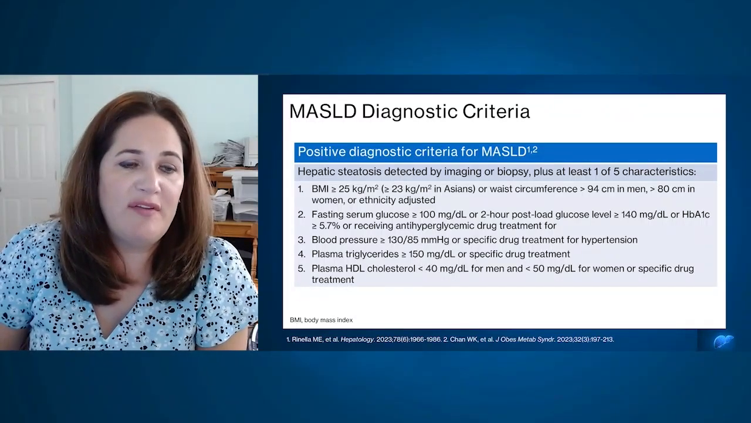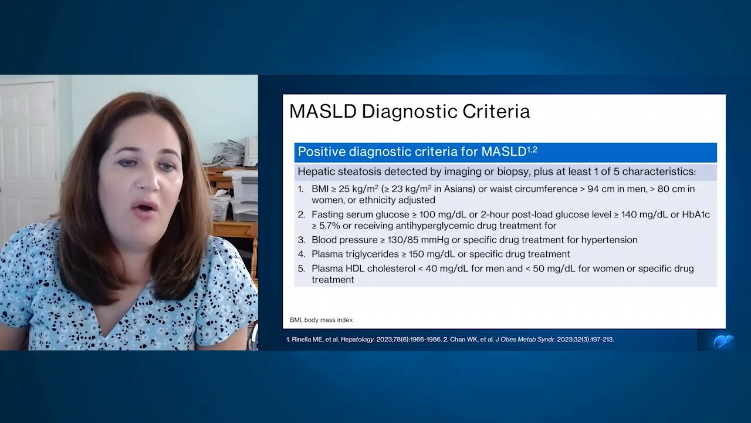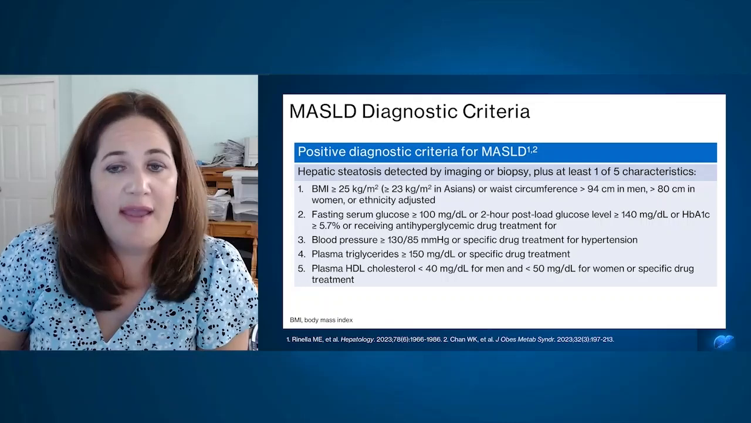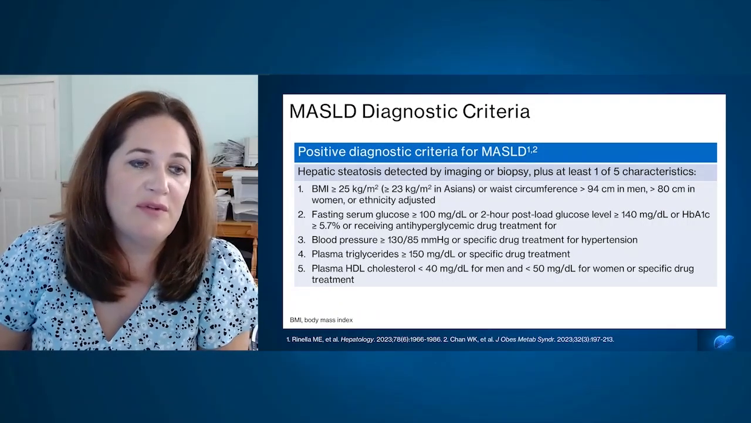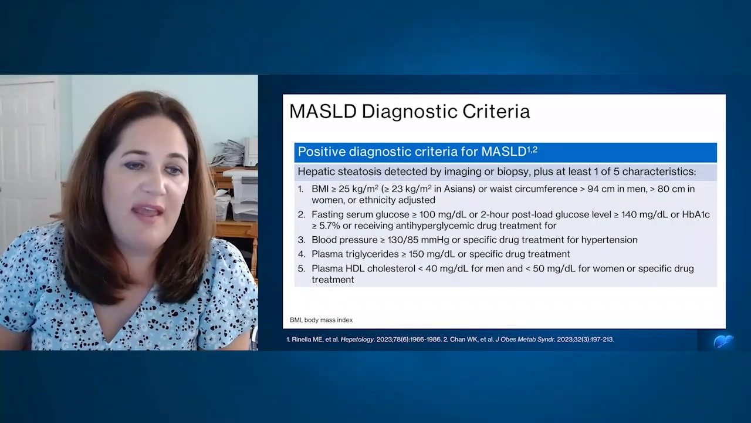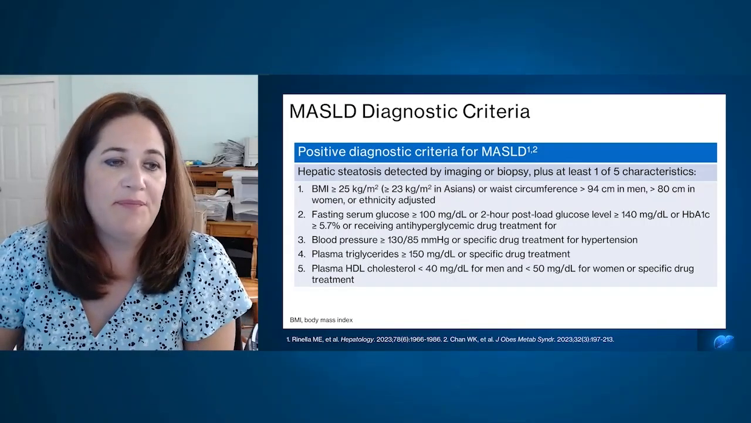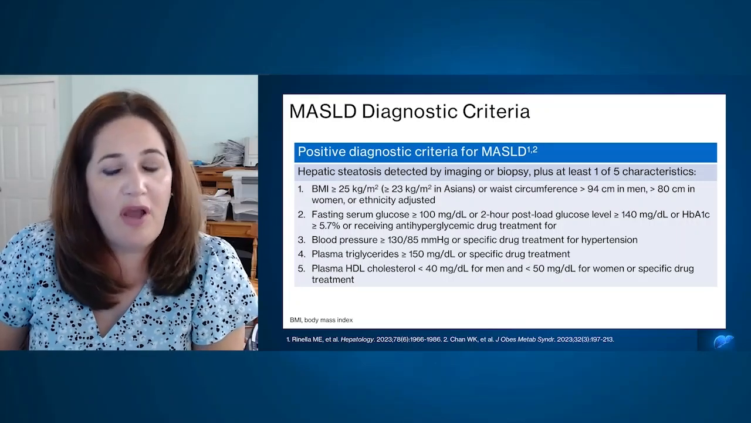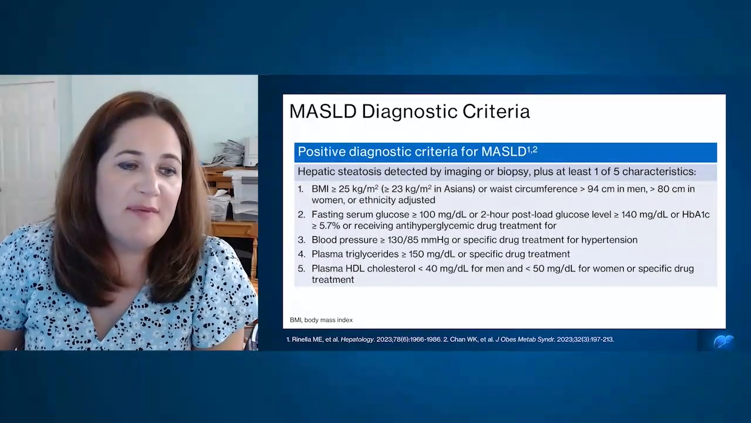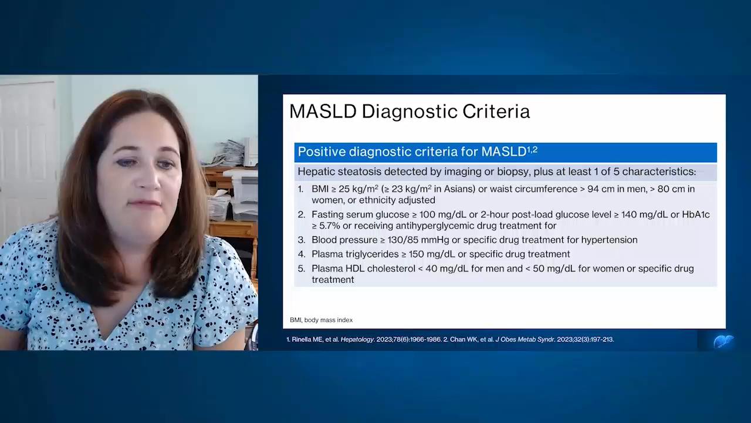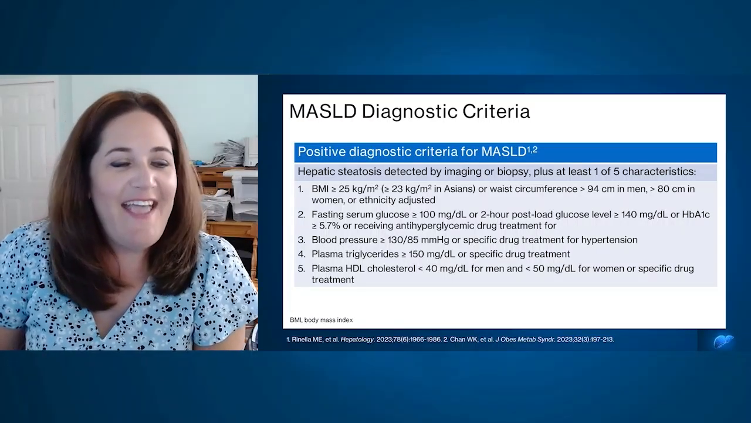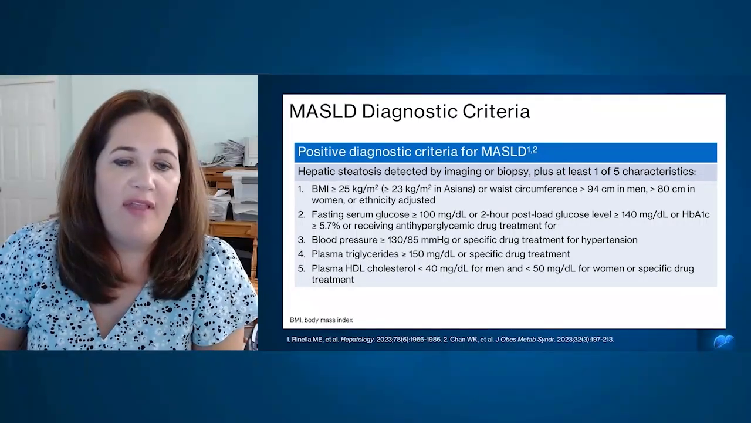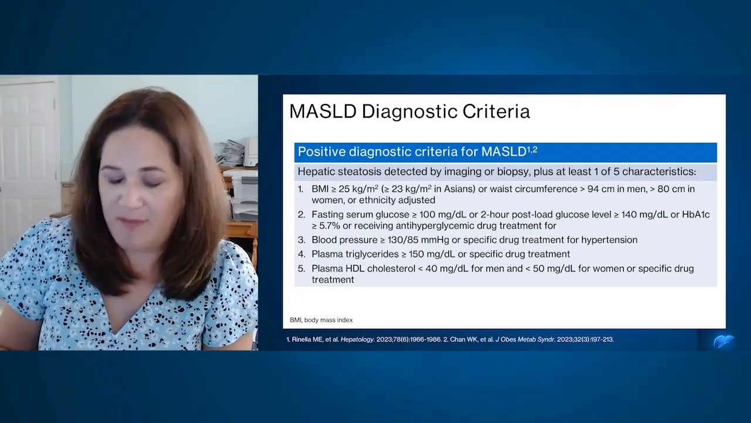Number 2, fasting serum glucose of greater than or equal to 100, or a 2-hour post-load glucose level of greater than 140, or a hemoglobin A1C of greater than or equal to 5.7, or receiving anti-hyperglycemic drug treatment. Number 3, blood pressure of greater than or equal to 130/85, or on treatment for hypertension. Number 4, plasma triglycerides of greater than or equal to 150, or on drug treatment. And then 5, plasma HDL cholesterol levels of less than 40 for men or less than 50 for women, or again on specific drug treatment.